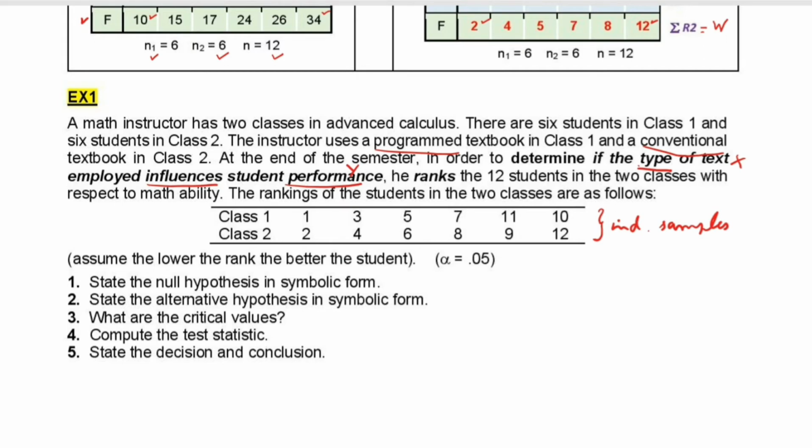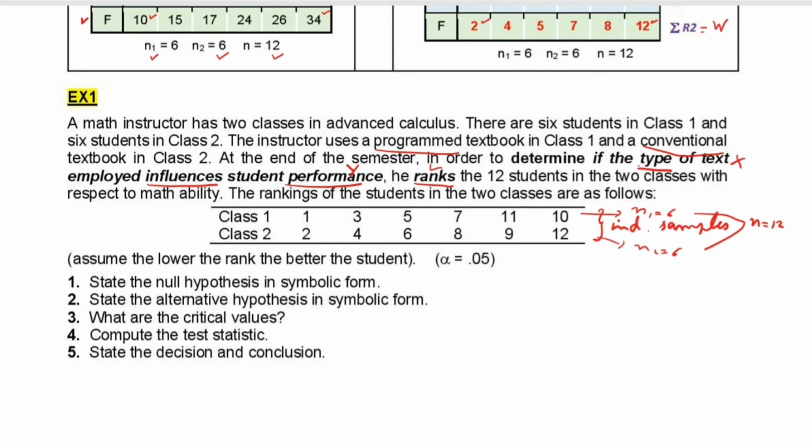The variable name is type of text. Values are programmed textbook and conventional textbook. Another variable is performance, measured at ordinal level, ranks. And so here you note the notation. N1 is 6 students, N2 is 6 students, N is 12, totally 12 students.